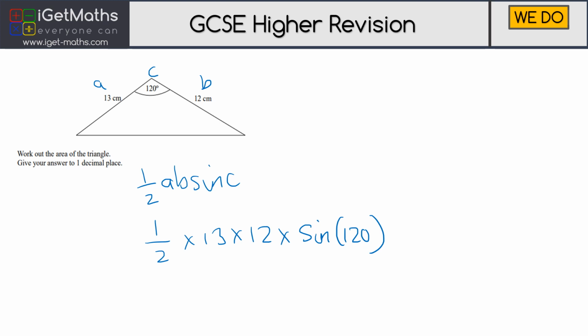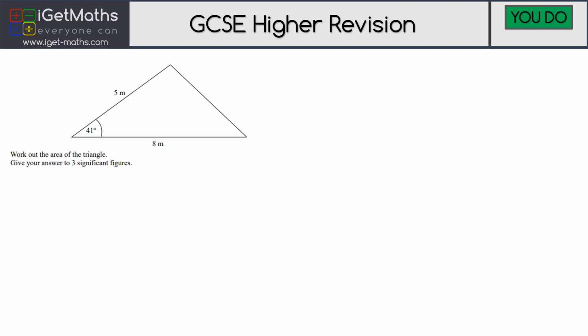Hit that in your calculator to one decimal place. So we've got 0.5 times 13 times 12 times sine 120. That gives me 67.54, and remember, to one decimal place, that's just going to give us 67.5 centimeters squared for the area, and you're done. Pause the video and have a go at your question.